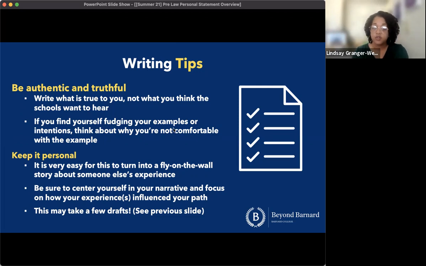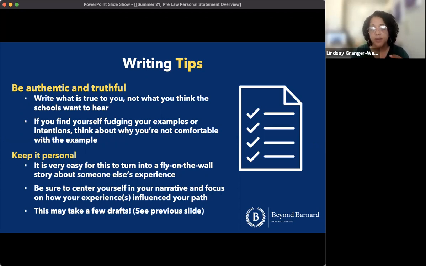It may take a few drafts to get there, but drafts are our friend, right? That's what we talked about. So just making sure that as you're writing, you understand that you need to be the center of your story.